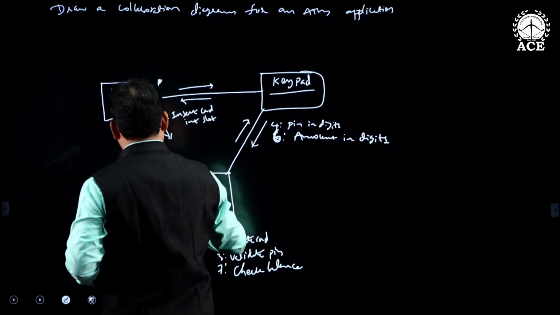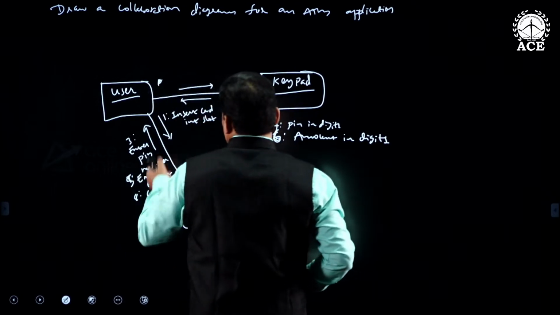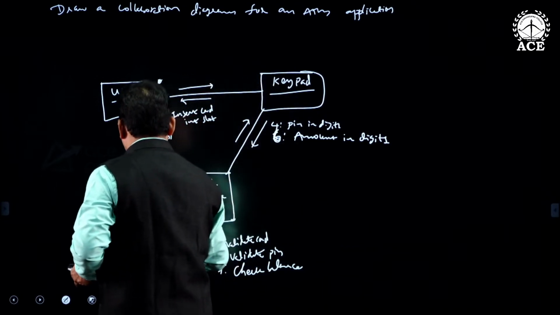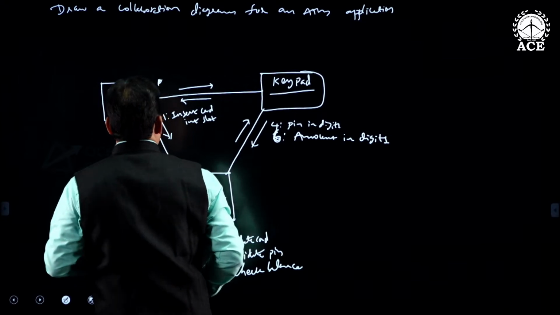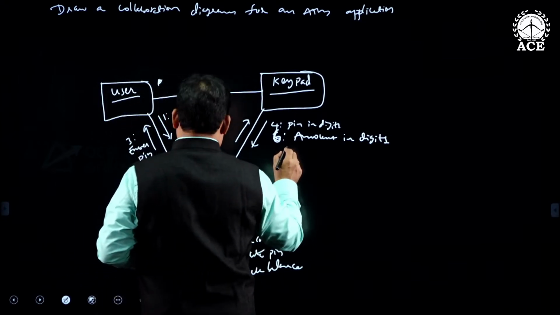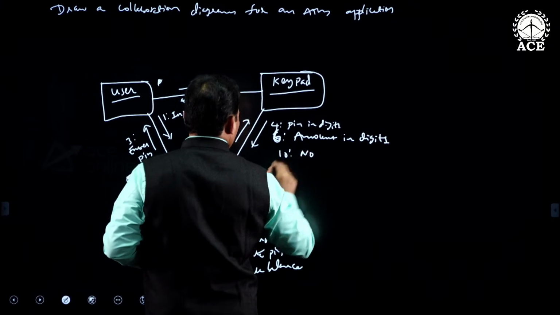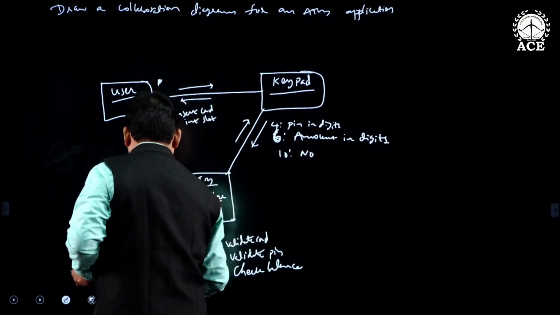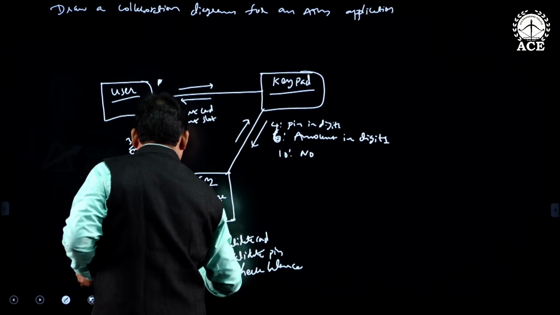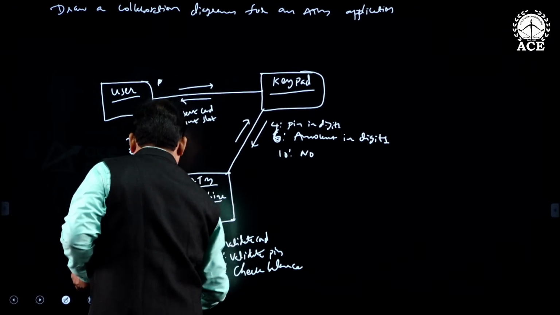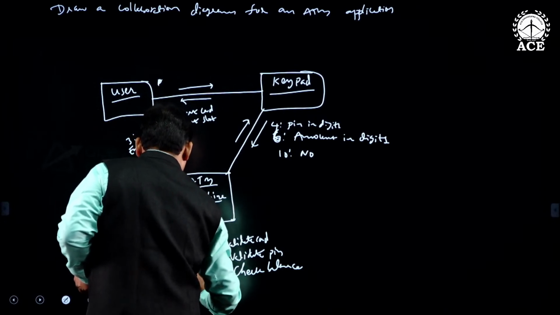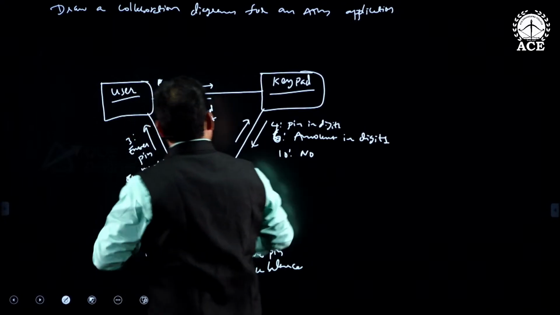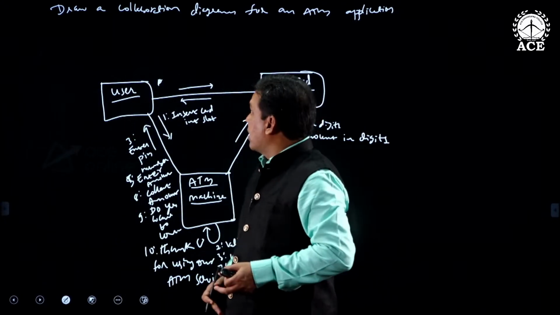If they have sufficient balance, then the ATM machine will give a message to the user to collect the amount and receipt. And the ATM machine will ask, do you want to continue? Then the user will give the message no. Then the ATM machine will give a message: thank you for using our ATM service. So this is the importance of the collaboration diagram.